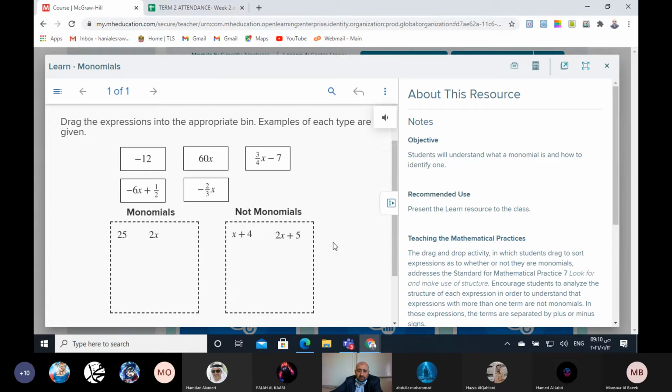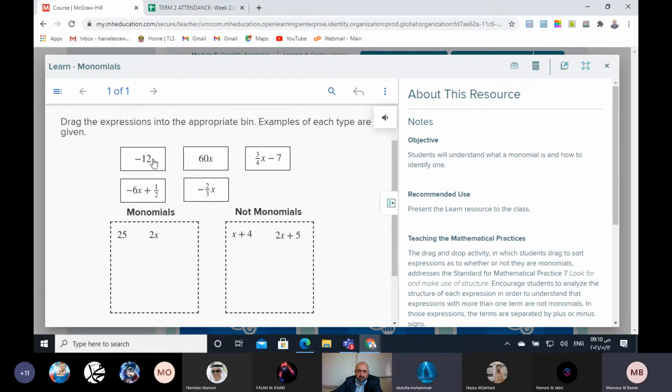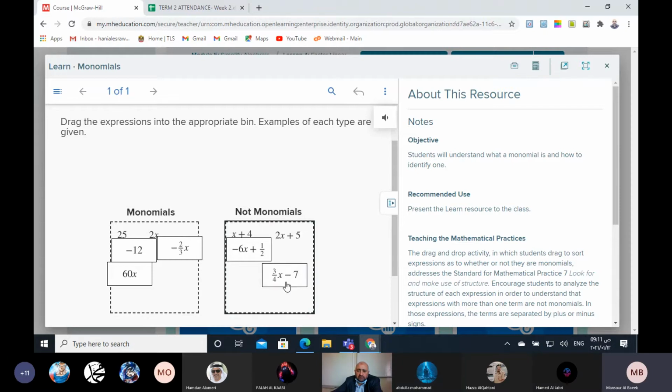Okay, here we have many expressions, and I want to know which are monomials and which are not. So, number 1, minus 12, is it monomial or not monomial? Monomial. Right. 60x, monomial or not monomial? Monomial. Right. Minus 6x plus 1 over 2, monomial or not monomial? Not monomial. Minus 2 over 3x, monomial or not monomial? Not monomial. Why? Just one term here. Right, it is a monomial, because it's only one term. The last one is not a monomial. Here we have two terms, so this is not a monomial.